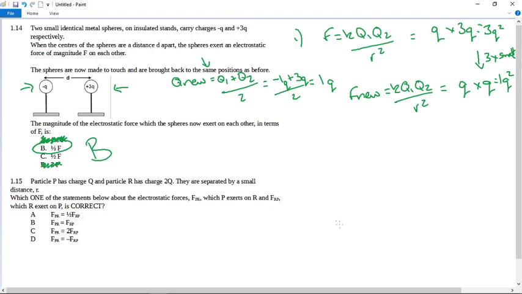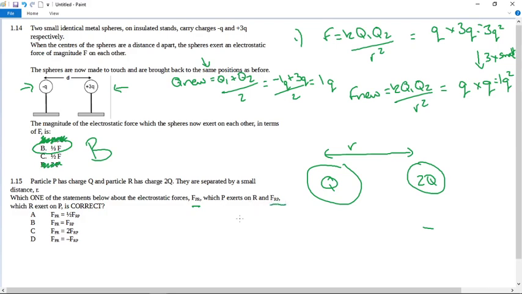Now we've got particle P has a charge of Q, and particle R has a charge of 2Q. They are separated by a small distance r. Which one of the following statements about the electrostatic forces, the force PR, which P exerts on R, and the force RP, which R exerts on P, is correct? This is once again testing you on your knowledge of Newton's third law. This has got nothing to do with the charge on these two, okay? Remember to calculate the force, we go F equals k Q1 Q2 over r squared.